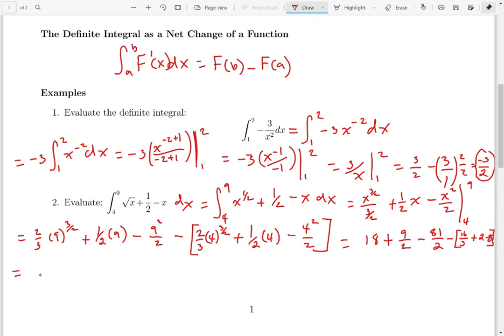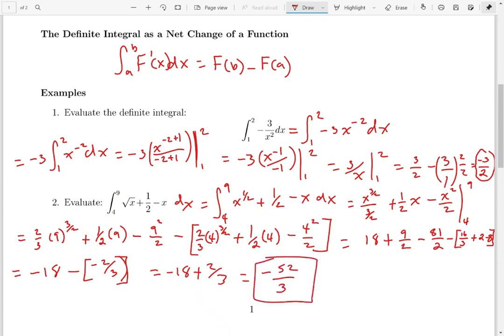So subtract all of this. And so let's rewrite this. And so 18 plus 9/2 minus 81/2, that gives me negative 18. And then minus negative 2/3. And so this I get is negative 18 plus 2/3, which is negative 52/3. And so that is the amount of change that occurs over the function as we move from 4 to 9.